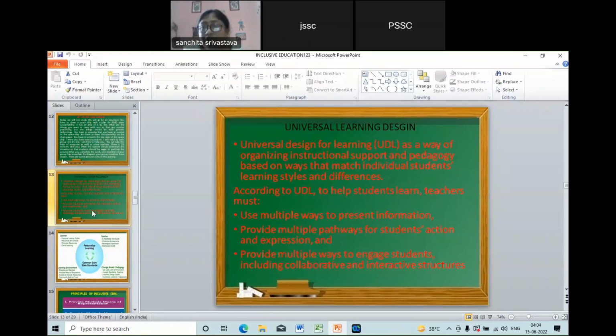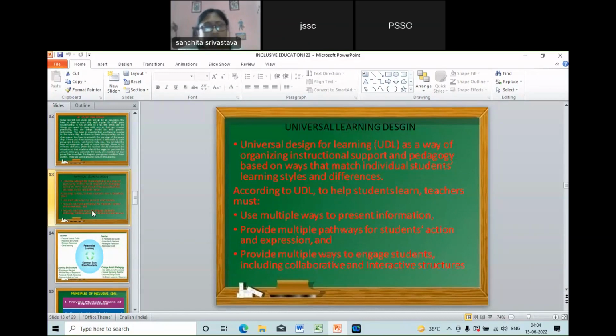interactive structure. And if the children are engaged in this way, it will definitely create a bonding between the teacher and students, and you'll have a very flexible community of trust. So this is actually a universal learning design.